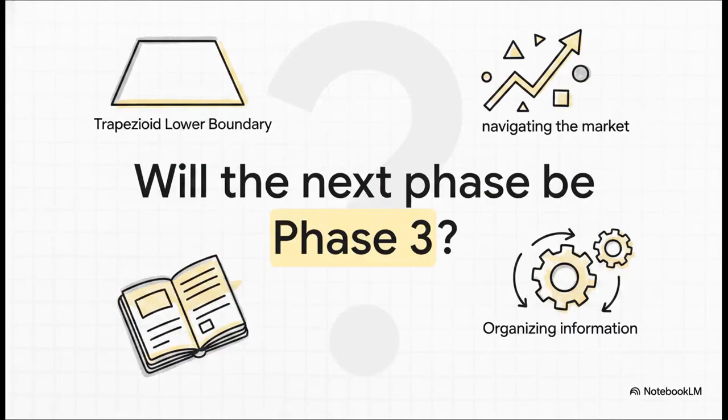To wrap up today's explainer, I'll conclude this logbook exactly with the system's own defining question, maintaining our strict neutrality. With the trapezoid lower boundary contact officially logged, will the next phase be Phase 3? We are navigating the market to see what happens next.